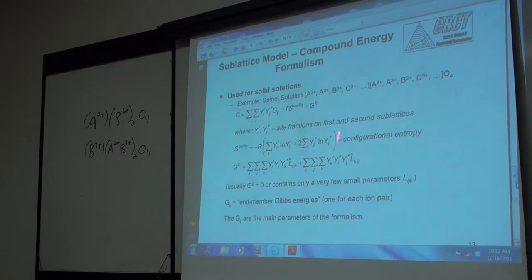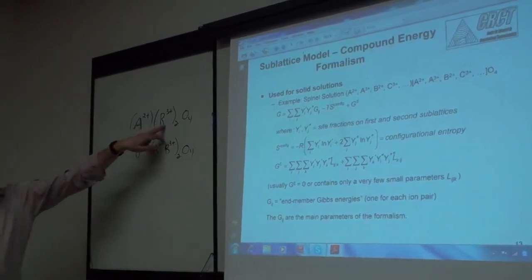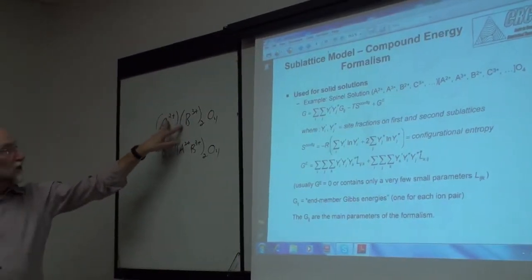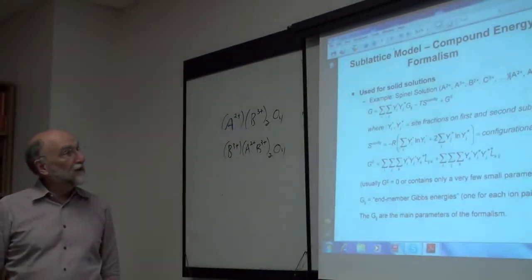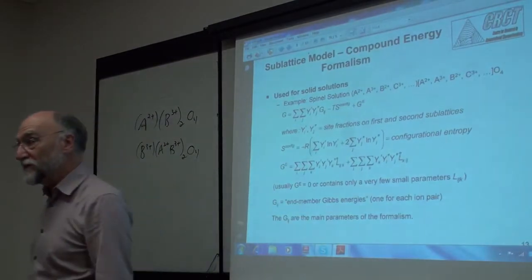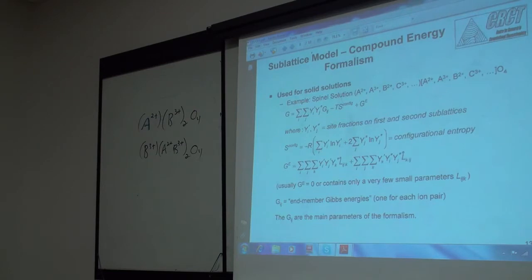The Gij's, the end members, are really the energies of a pair where you have this on one cationic sublattice and this on another cationic sublattice. There is, of course, an oxygen in between them, but this is what I would mean by a first nearest neighbor pair. A second nearest neighbor pair would be between 2 ions on the same sublattice, and we can add these energies in as well. The main parameters of the formalism, though, are these Gij's. These L's are secondary, as they are in all of these reciprocal systems.